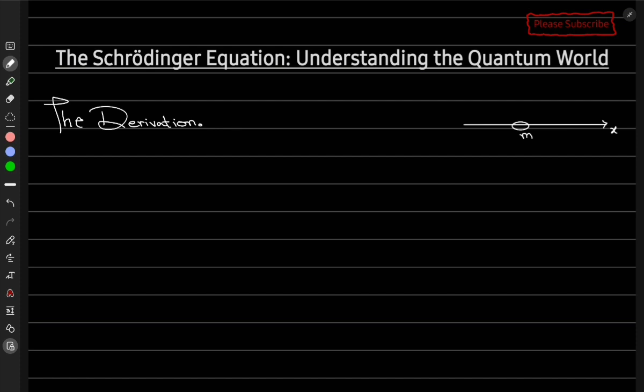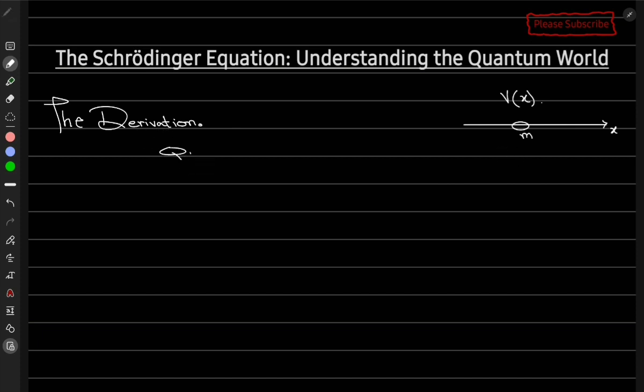Now it moves under the influence of a potential energy function. So this particle is going to move on this line. However, there is some potential that acts on this particle, and we're going to say that that potential is some V of x. So the potential is V, and it is a function of x since it's moving in the x dimension. Now, the quantum state of this particle can be represented by what is called a wave function.